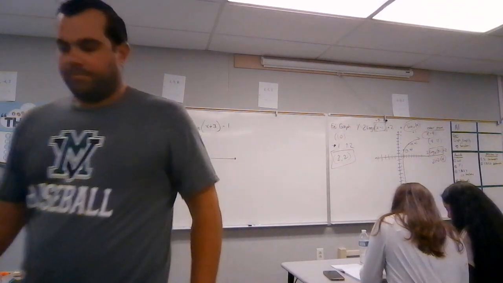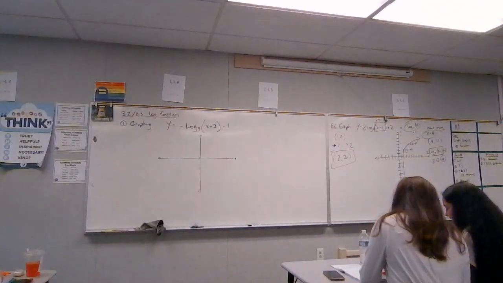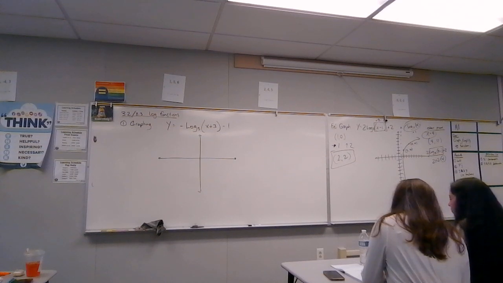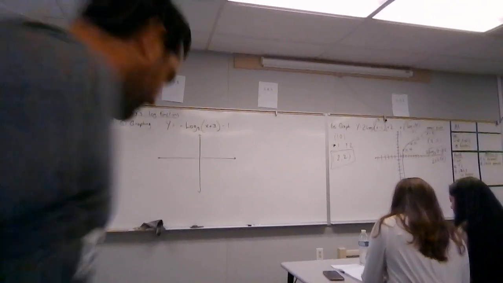Okay, so for the question, it goes up 2 because of this, and then right 1 because of that. So then this one would go left 3, down 1.